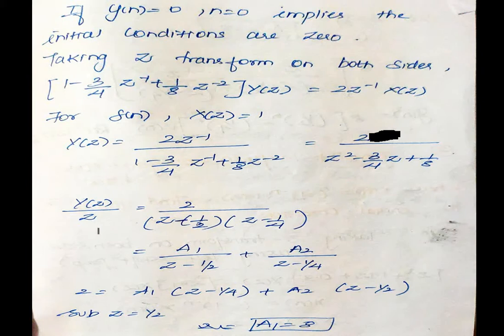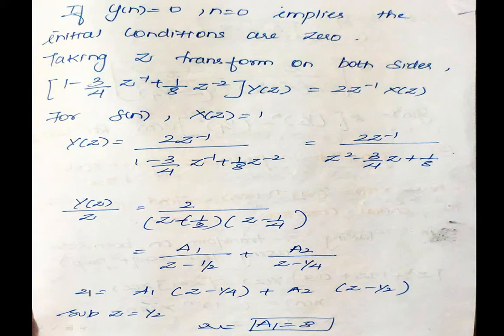For partial fractions, what do we actually do? We bring it to the form of y of z by z. Since we already have a z inverse in the numerator, we just bring it to the denominator, and we get y of z by z equal to 2 by z minus 1 by 2, z minus 1 by 4. This is nothing but a1 by z minus 1 by 2 plus a2 by z minus 1 by 4.